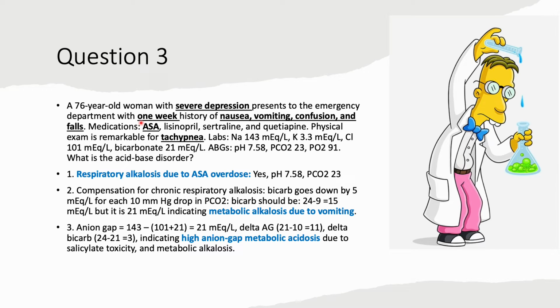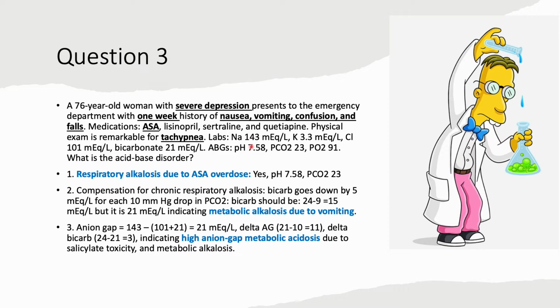Then we look at the lab. Sodium is a little bit high. Well, she's been vomiting, so she's dehydrated. The same goes for the potassium, nothing surprising. Chloride 101, bicarb 21. And now we have to make a diagnosis based on the chemistries and the ABGs. Okay, this is how we do it. Now, let's look at the pH. pH is 7.58. What's this? This is alkalemia, okay? So we have alkalemia. Is it due to respiratory alkalosis or due to metabolic alkalosis or both? This is what we have to figure out.